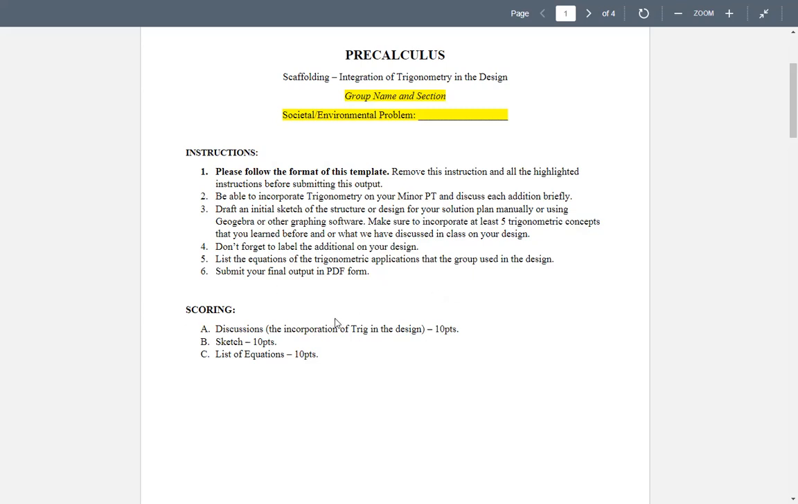So the scoring for this scaffolding is based on your discussions, the incorporation of trig in your design, so that's 10 points. Next, the sketch using GeoGebra, or if you've drawn it manually, that's 10 points. And the list of equations, again, take note, everything must be clear, everything must be complete, the given, the label based on your sketch, and everything must be written comprehensively or clearly.